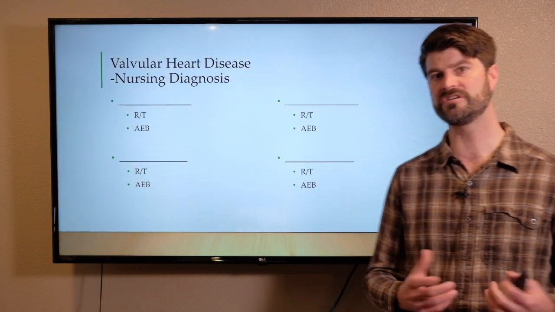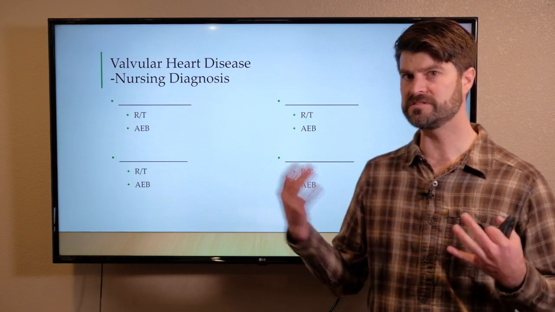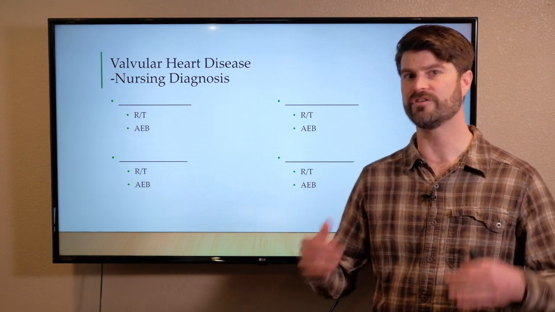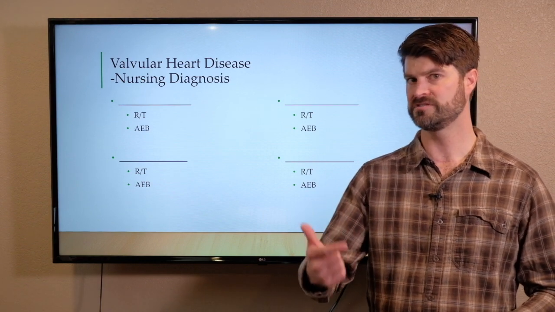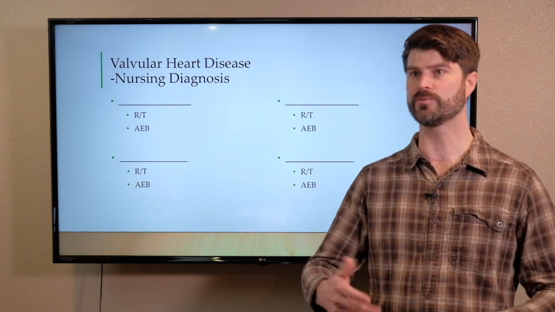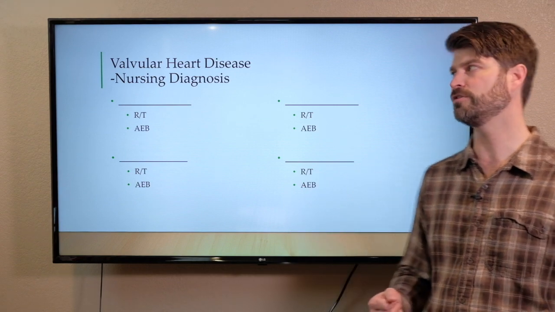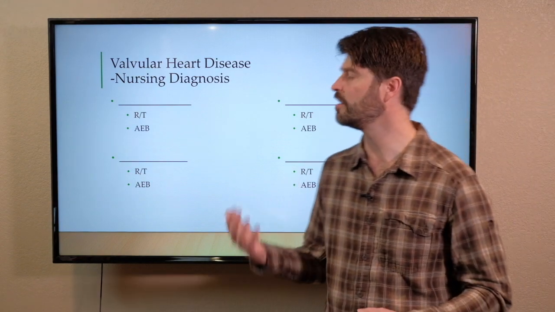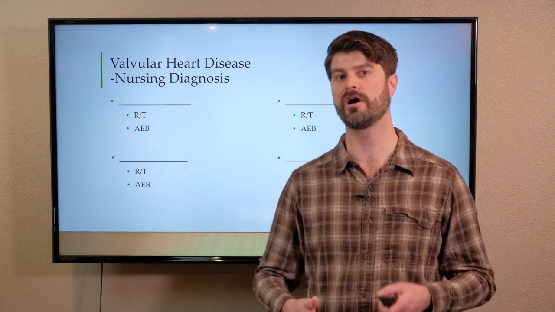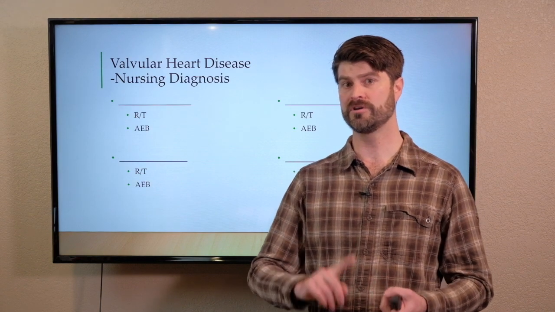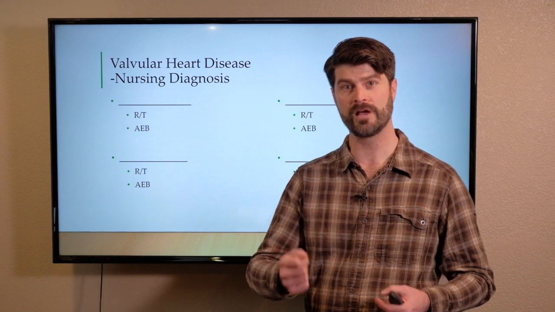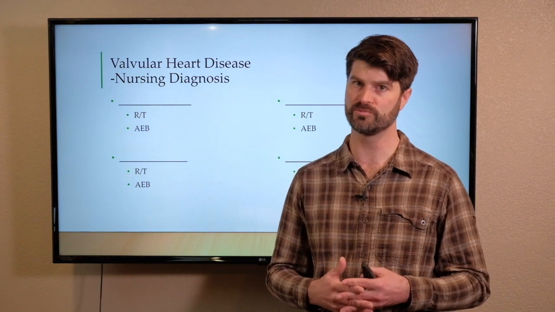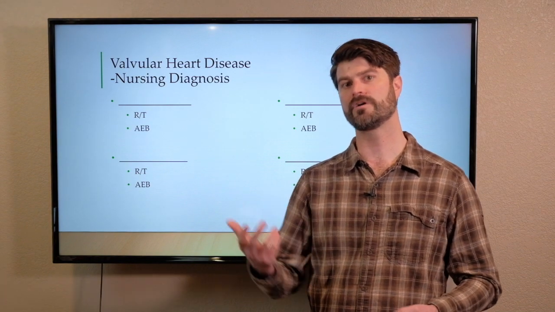So, common nursing diagnoses. Mitral valve prolapse really does hit a few different body systems. So it's heart, lungs, and circulatory system. We actually have quite a few nursing diagnoses that we focus in on for valvular heart disease problems. First and foremost, altered cardiac output.